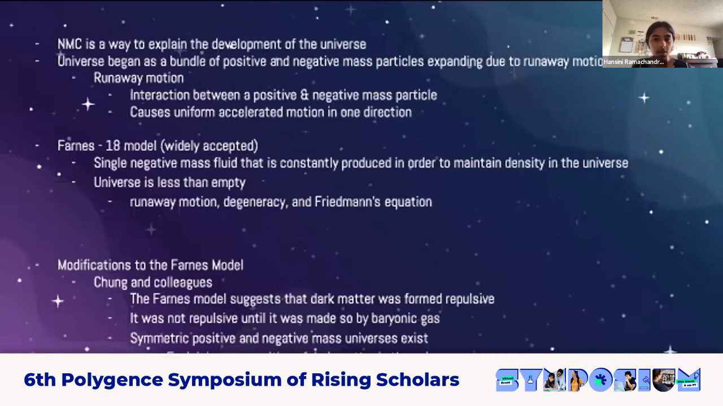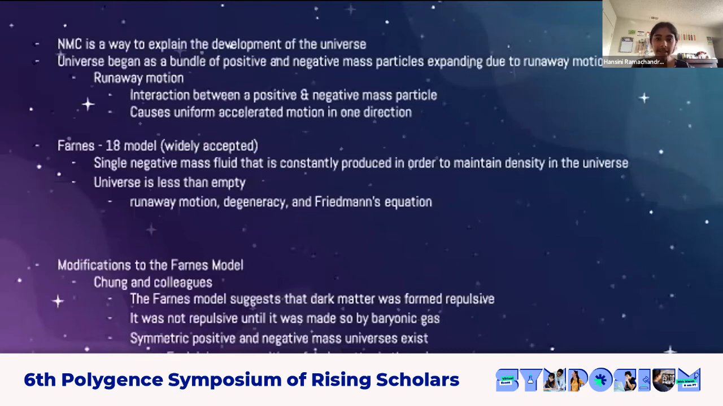So what is runaway motion? As you can see in the picture here, it's an interaction between positive and negative mass particles. The positive particle is repelled from the negative particle, while the negative particle is attracted to the positive particle. So this causes uniform accelerated motion in one direction, which is called runaway motion.